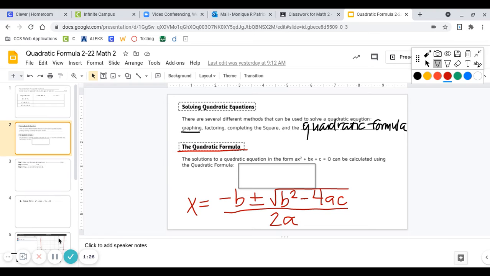All right, so you can see where we have our variables. We have two b's, we have two a's, and one c. So what we did yesterday, finding a, b, and c, this is where we are going to substitute those values here to figure out our x-intercepts or roots or solutions.